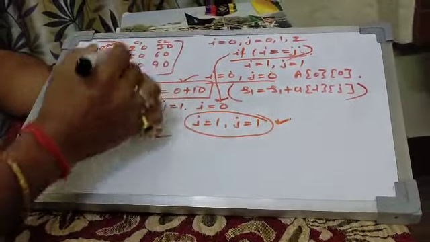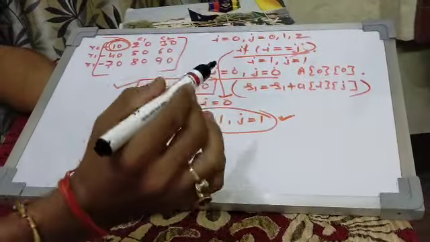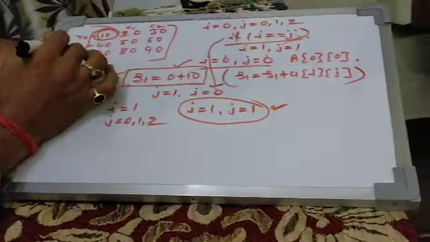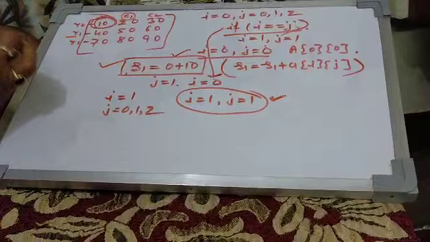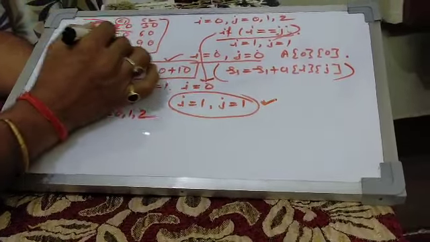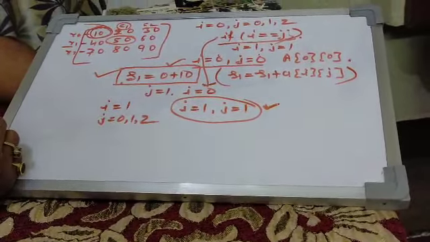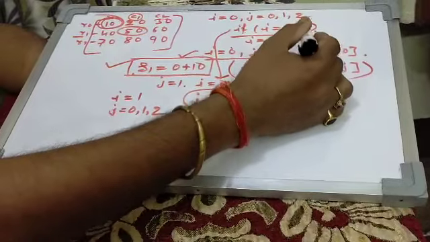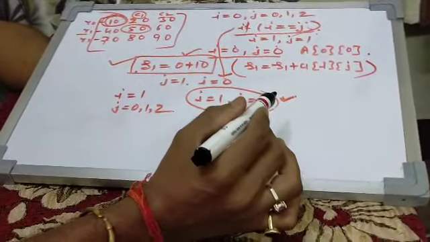So again row is equal to 1 and column is equal to 1, then this value will be considered, because I is double equal to j. We have given the condition I is double equal to j.